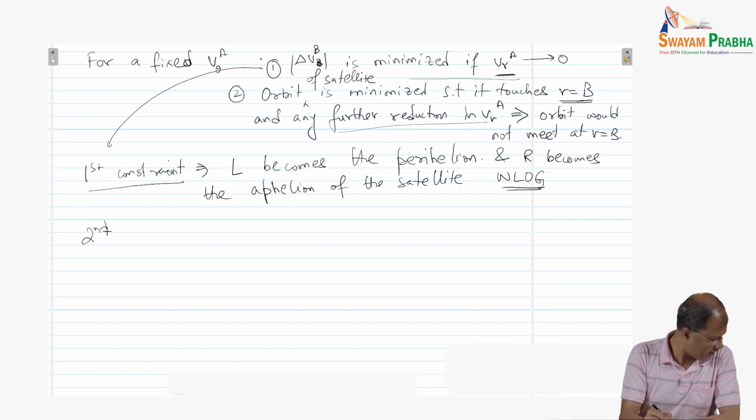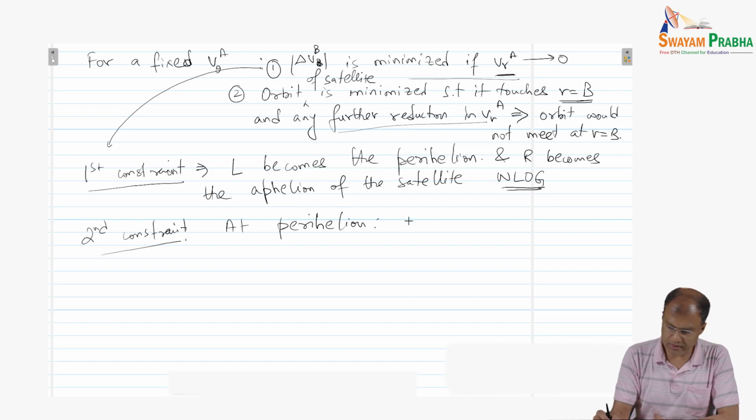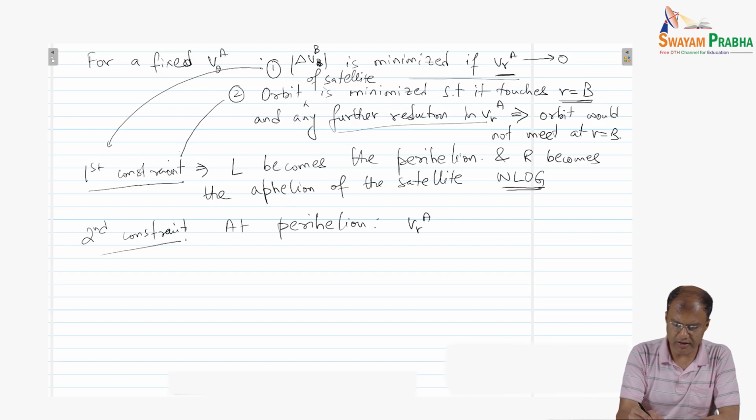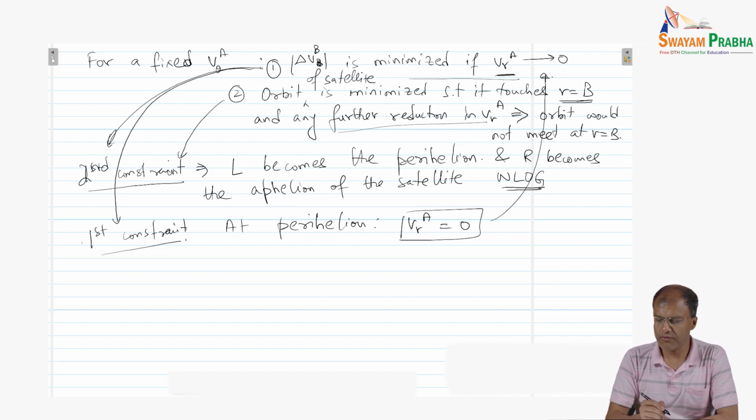And the second constraint is that at the perihelion, meaning at the point of liftoff, we must have that VR of A. I think this one is the second constraint, and this one is the first constraint. So I must change the numbers here. At the perihelion, VR of A is 0. Okay, so that is what I just said. That was the first constraint.